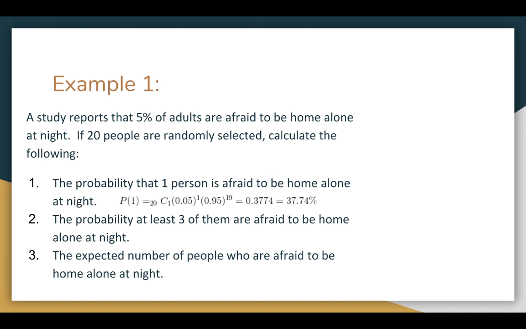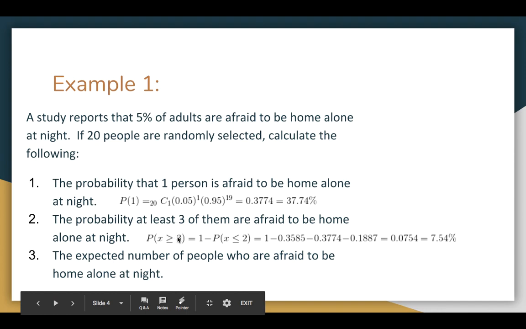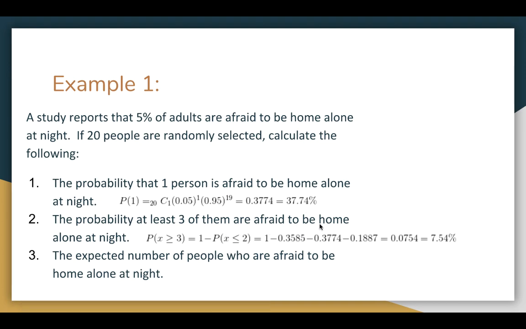For the at least 3, you can try it on a spreadsheet as well, but you don't want to do 3, 4, 5, 6, 7, since there's a bunch of cases. It's far easier to do just the 0, 1, 2 case. So this is saying the probability you're greater than or equal to 3 is the same as 1 minus the probability you're less than or equal to 2. The 0 is here, this is the one we already calculated, and this is the probability of 2.